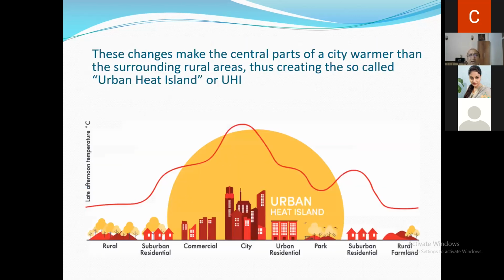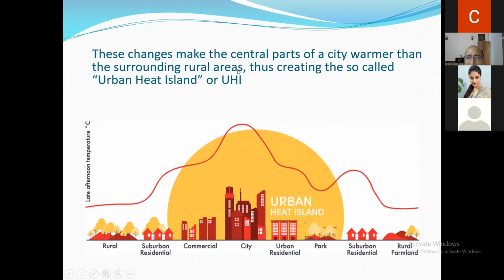All these alterations that I have just discussed would contribute towards making a city warmer than the surrounding areas. And so typically you find that the temperatures within the city center or the city core are much higher as compared to the temperatures in the surrounding areas.